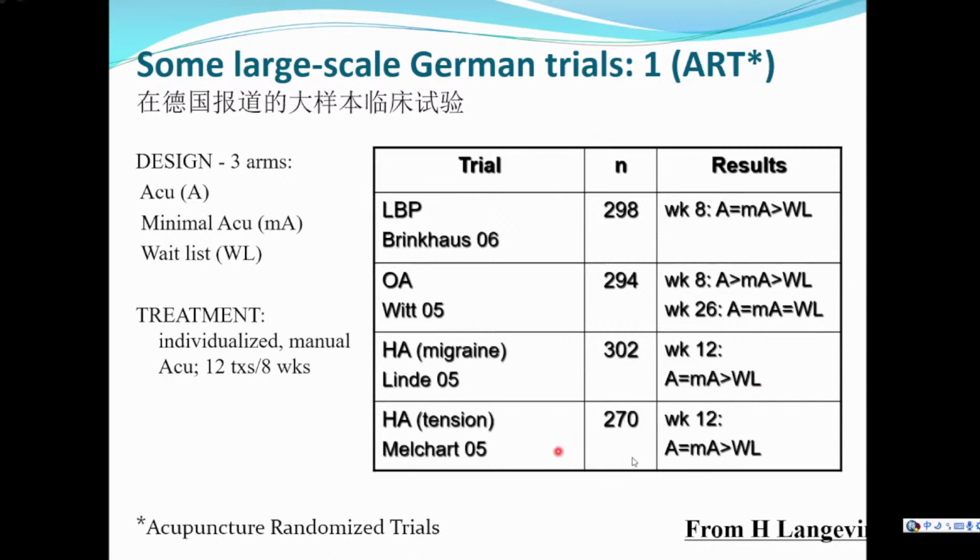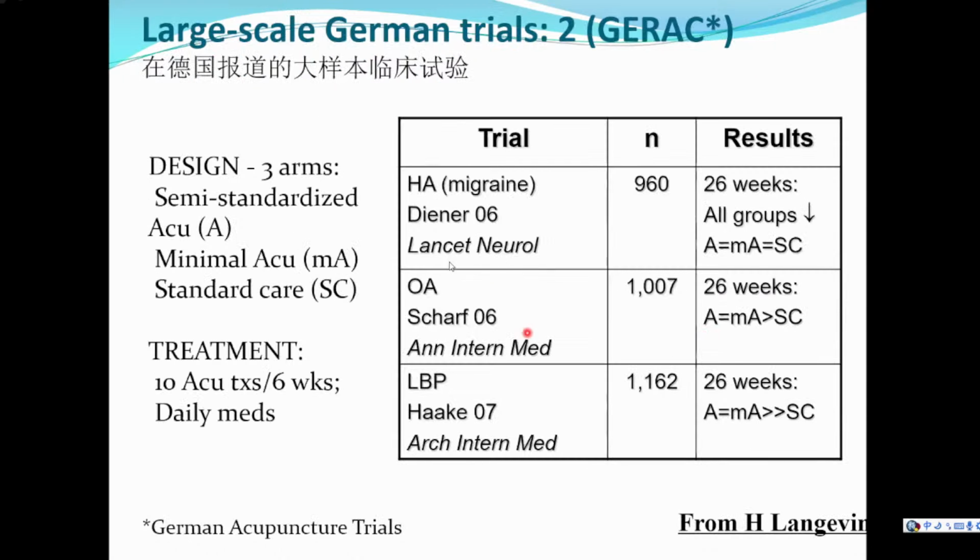Then for tension headache, the results are similar: no difference between acupuncture and sham acupuncture, but better than no treatment. Another group of studies had even larger sample sizes, 900 to 1,000 people, for arthritis. They also found acupuncture no different from minimal acupuncture, but better than standard care. SC means standard Western medical care.